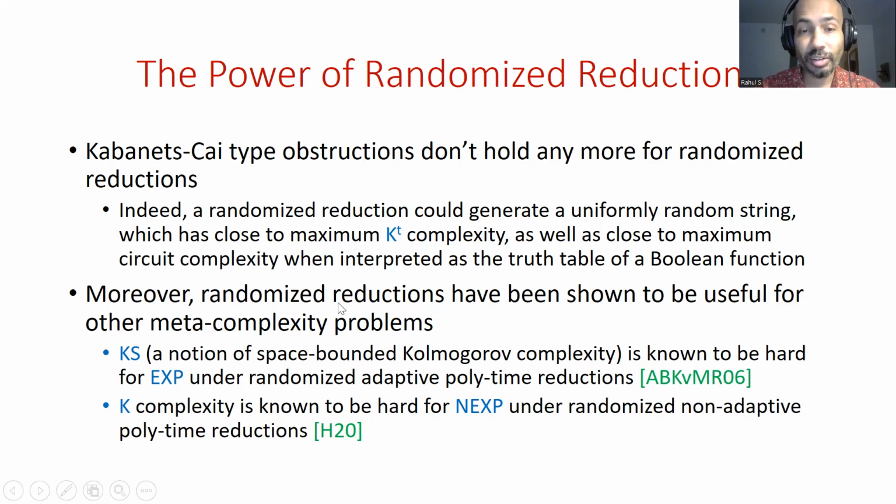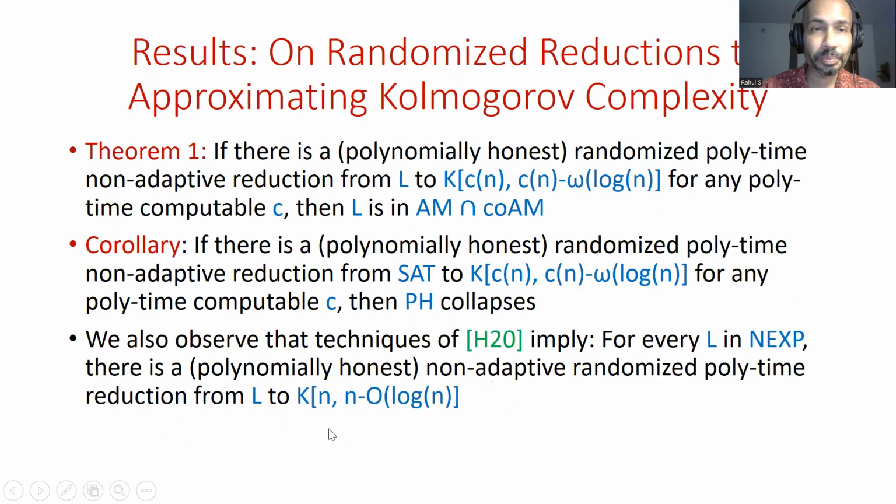And it's also the case that randomized reductions have been shown to be useful for other metacomplexity problems. For example, there's a space-bounded notion of Kolmogorov complexity, which is known to be hard for PSPACE. This should be PSPACE, not EXP, under randomized adaptive polytime reductions. And Kolmogorov complexity is known to be hard for all of NEXP, for all of nondeterministic exponential time, under randomized non-adaptive polytime reductions. This is a recent and very interesting result of Hirahara.